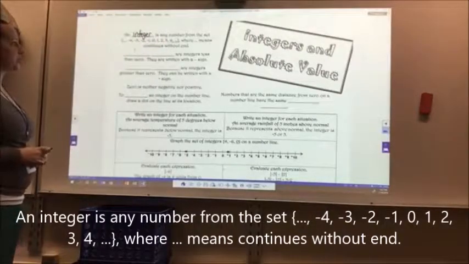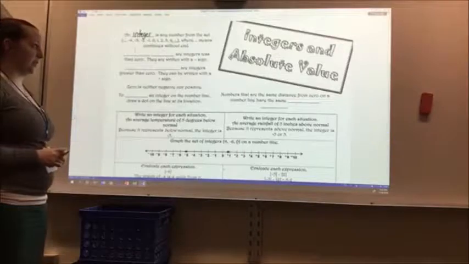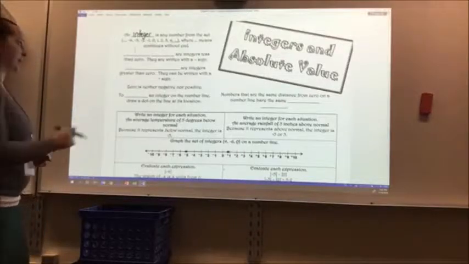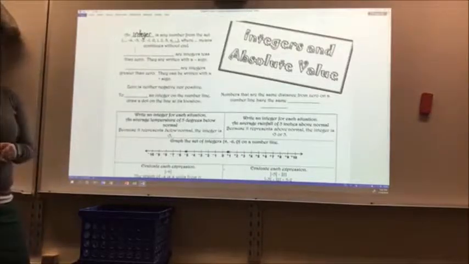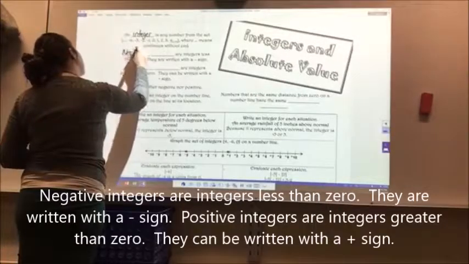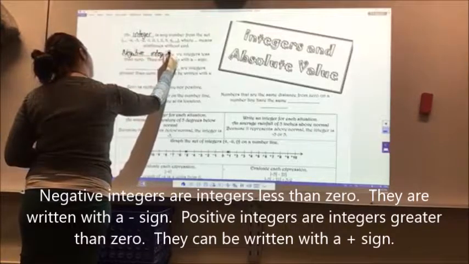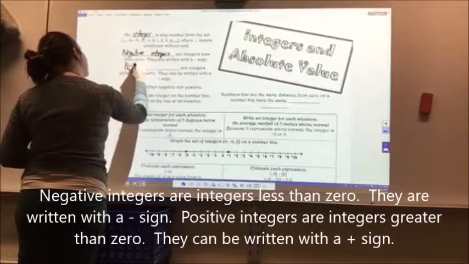Blank blank are integers less than 0. They are written with a negative sign. Blank blank are integers greater than 0. They can be written with a plus sign. So in those blanks, you're going to write negative integers and positive integers.